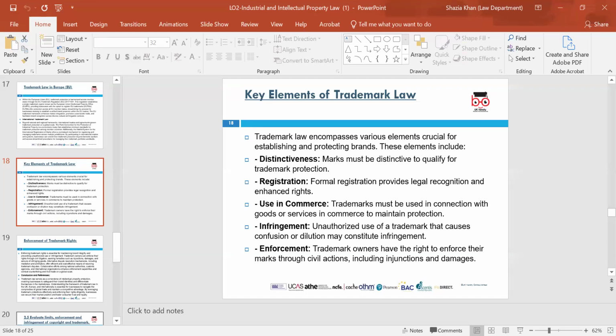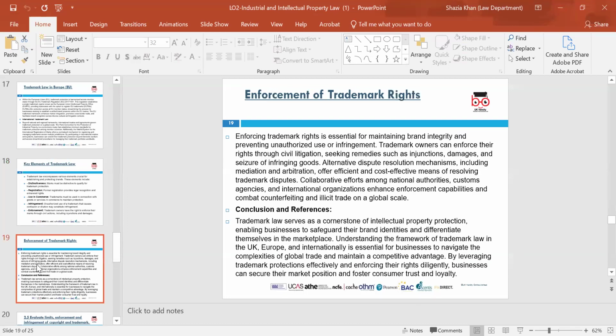That is what the court will award them if it goes through the courts in regards to whether they can enforce their rights or not. Enforcement of trademarks.